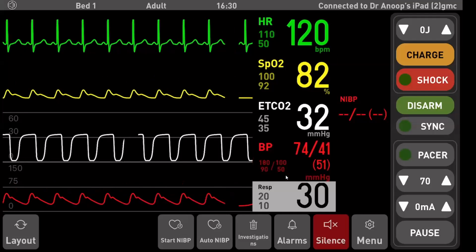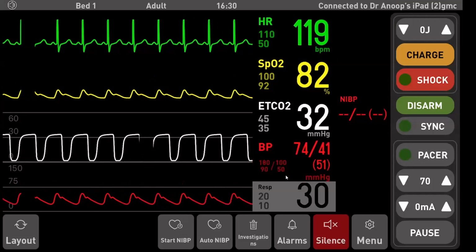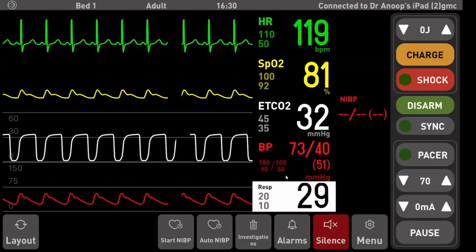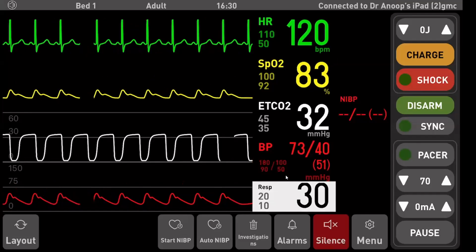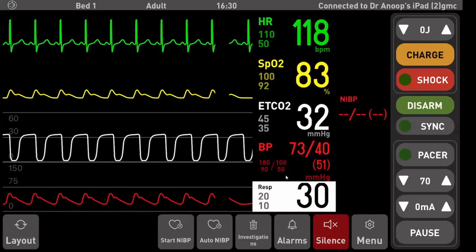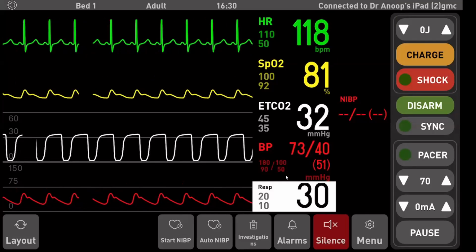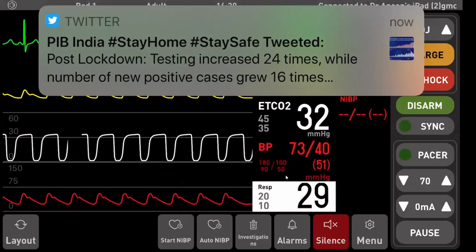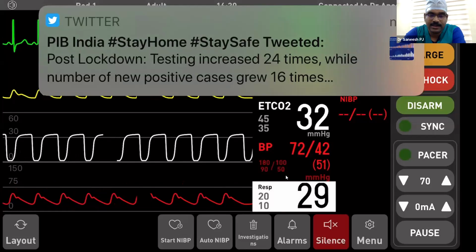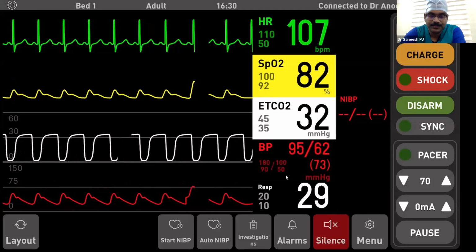Now BP has again dropped, sir. So I will start on noradrenaline, sir. How much? I will take 5 mg in 50 ml, sir. I will start at 2 ml, sir. Okay, I've started at 2 ml per hour. Yes.